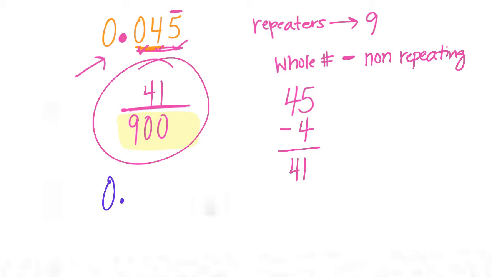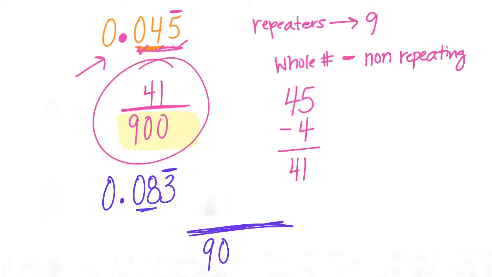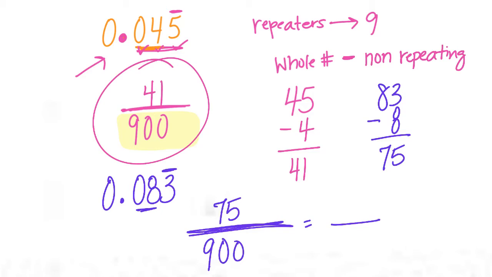Okay, 0.83. Oops, I forgot a 0. 0.083, where only the 3 is being repeated. So remember in the denominator, because I have one repeating section, that's going to be a 9. The 2 that aren't are going to be represented by zeros. I'm going to take the whole number 83, and I'm going to subtract the part that's not repeating, and that's 8. Well, if I take 83 and I subtract 8, I get 75. Well, I know 75 and 900 could both be reduced by 25, right? Yeah, I think I could divide these each by 25.